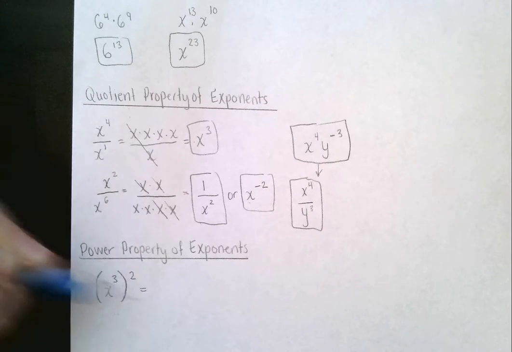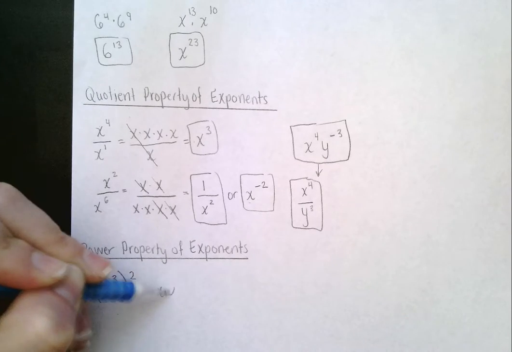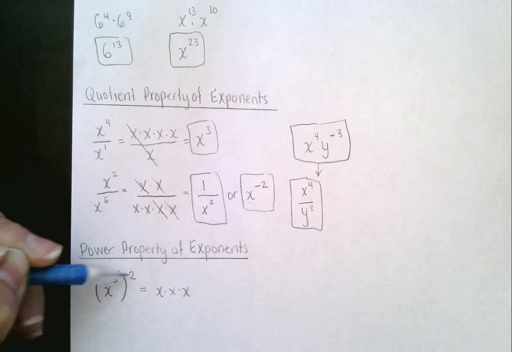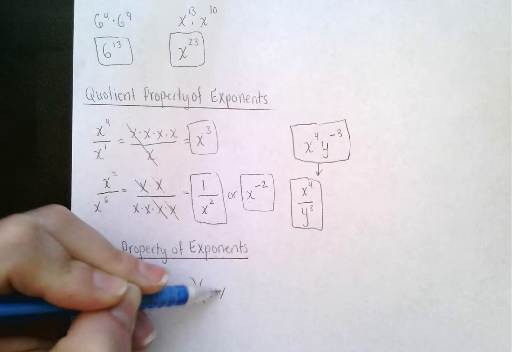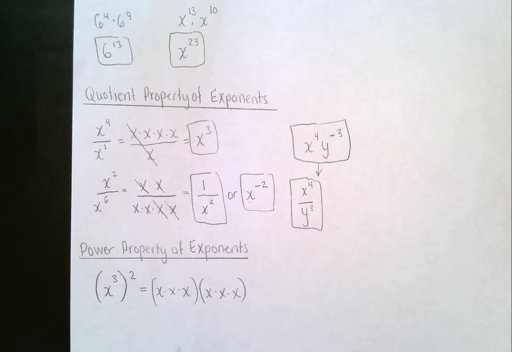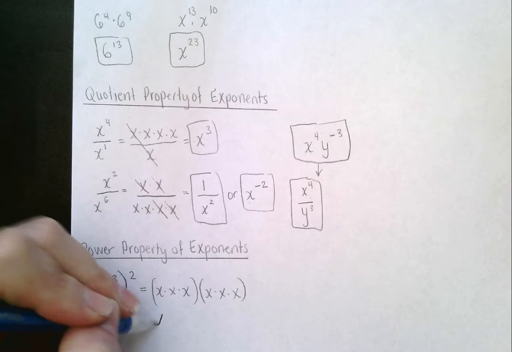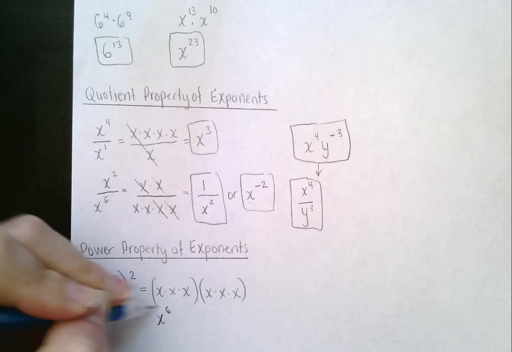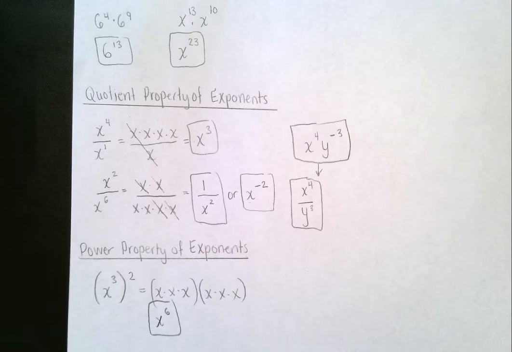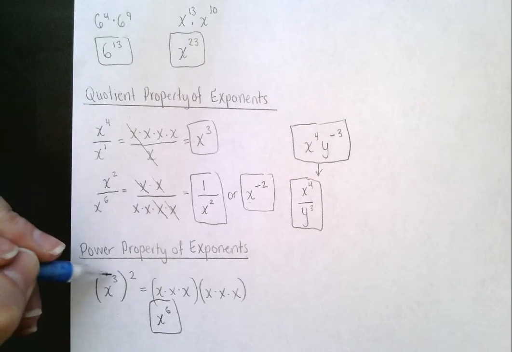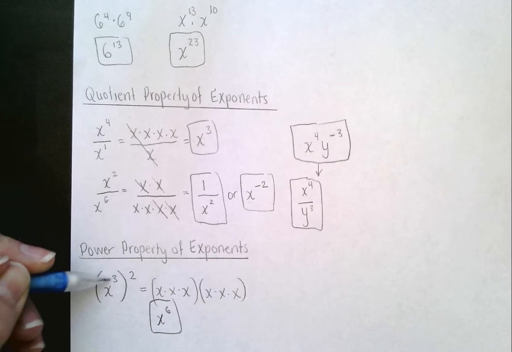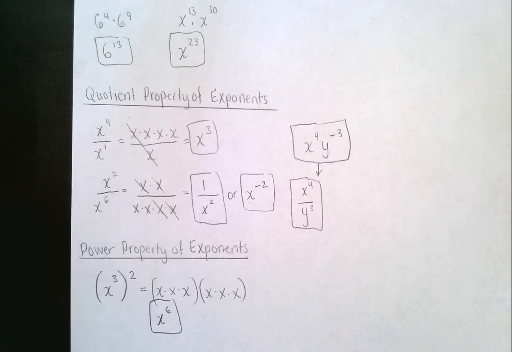So I've got x to the third, which is x times x times x, but it's happening twice. So I have x times x times x times x times x times x. And if I go ahead and count those x's, you can see I've got 6 of them. So it really simplifies to x to the 6th power. Now can you guess what the rule is here? If you guessed multiplying the powers, you're correct. A simpler way to do that is just multiply 3 times 2 to get 6.